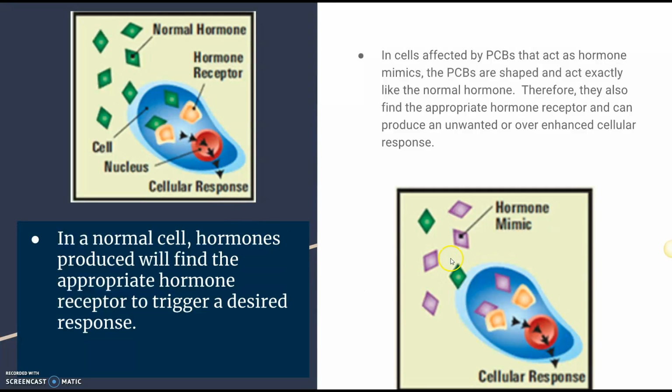Some of these PCBs will act as a mimic, which basically mirrors what the normal hormone looks like. They'll bind to the hormone receptor, and when they bind to the hormone receptor, it elicits the same desired response. Like I have up here in the paragraph, it says in cells affected by PCBs that act as hormone mimics, the PCBs are shaped and act exactly like the normal hormone. Therefore, they also find the appropriate hormone receptor and can produce an unwanted or an overenhanced cellular response.